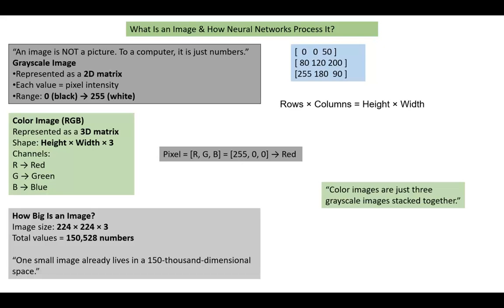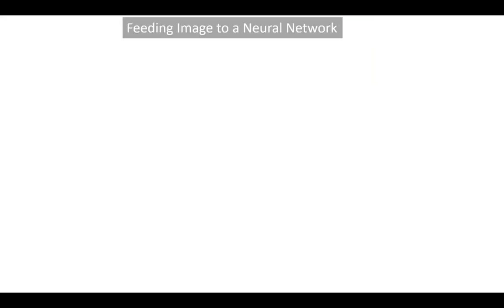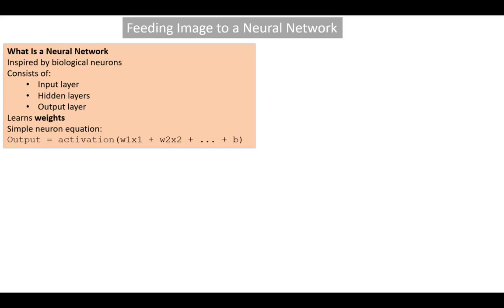So how big is an image? The dimension of the image. If the image size is 224 into 224 into 3, the size or the dimension of the image is 150,000. So one small image already is living in this much big dimension. So now let's see what happens when I feed an image into a neural network.